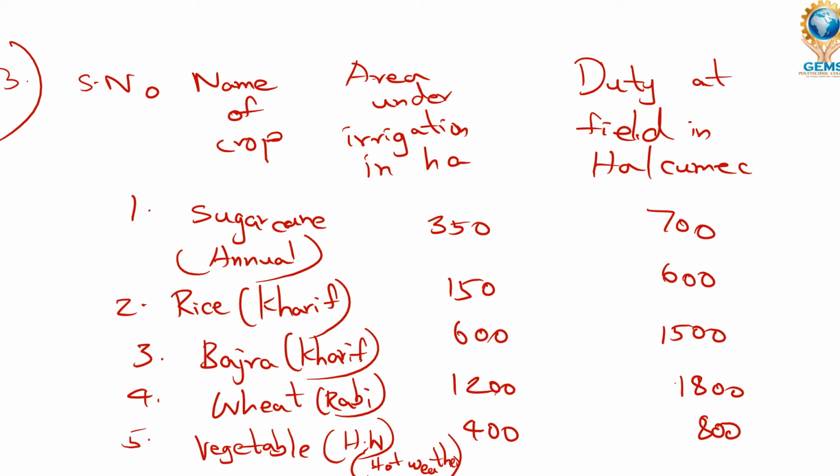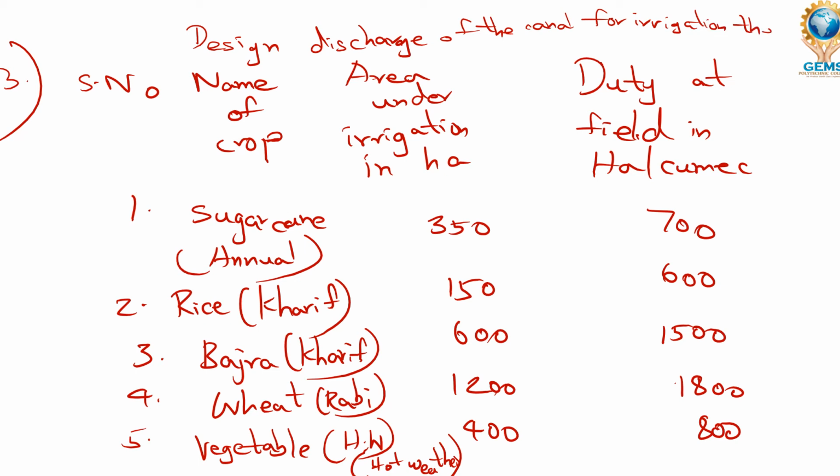So they are asking us to find the design discharge of the canal for irrigating these crops. Kindly note it. This is what their question is, and they have also given further data, and I'm going to explain it in the upcoming slide.